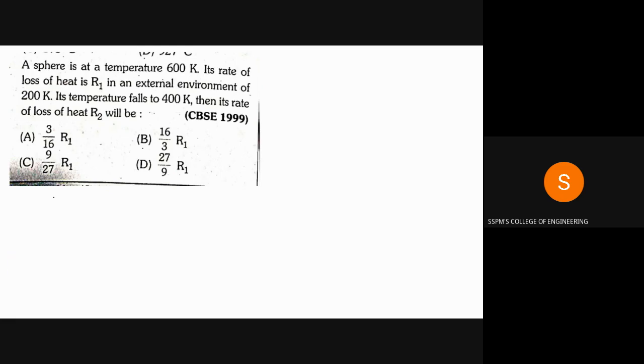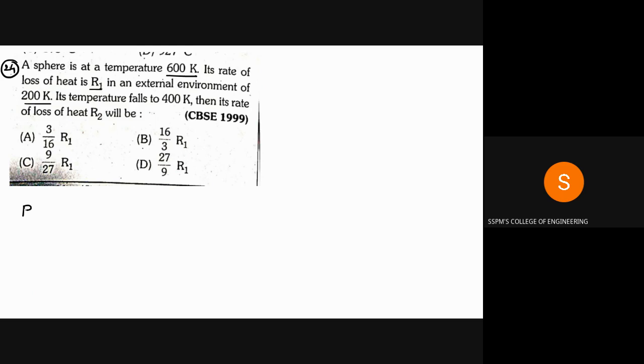And this is the last question in today's session. A sphere is at the temperature of 600 Kelvin. Its rate of heat loss is R1, which is the energy radiated, in an external environment of 200 Kelvin. Okay, so the surrounding temperature is 200 Kelvin and the sphere temperature is 600. Its temperature falls to 400 Kelvin. Then what is the rate of heat loss?